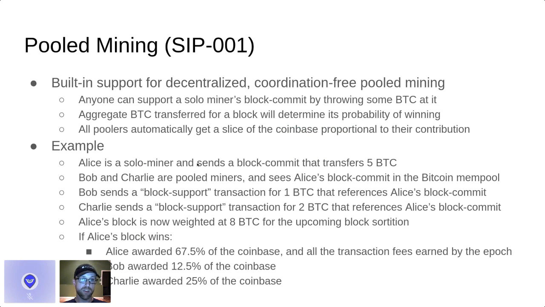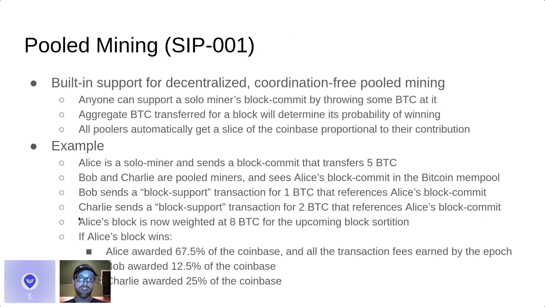So here's an example. Suppose Alice is a solo miner, and suppose that she sends a block commit for 5 Bitcoins. And then suppose that Bob and Charlie are pooled miners. They don't know each other directly. They don't even know Alice, but they do see Alice's block commit transaction in the Bitcoin mempool. So what Bob and Charlie can both do is send block support transactions that contain the hash of Alice's key, as well as some Bitcoin that they're contributing as part of weighing Alice's block for consideration in the cryptographic sortition. So Bob can send 1 Bitcoin and Charlie can send 2 Bitcoin.